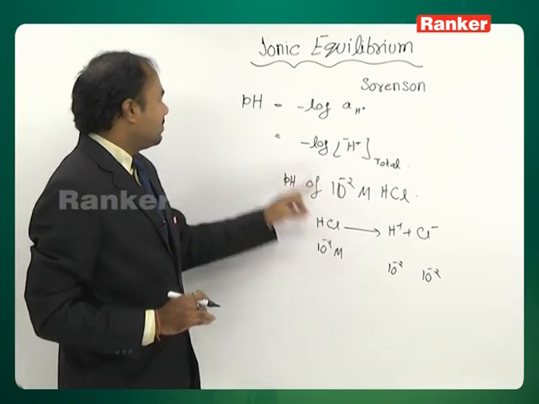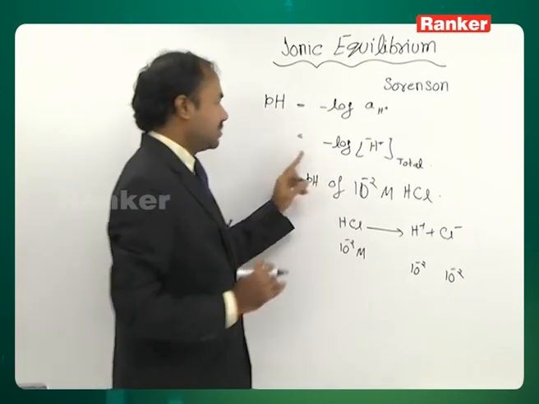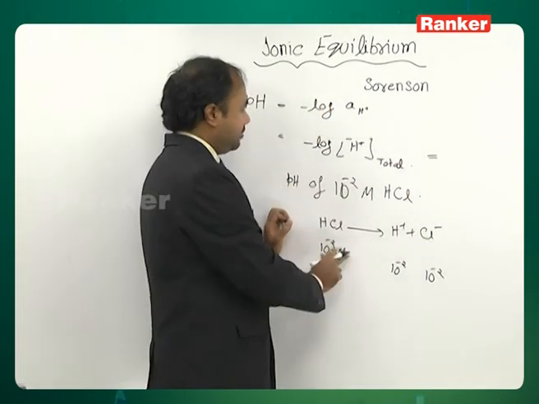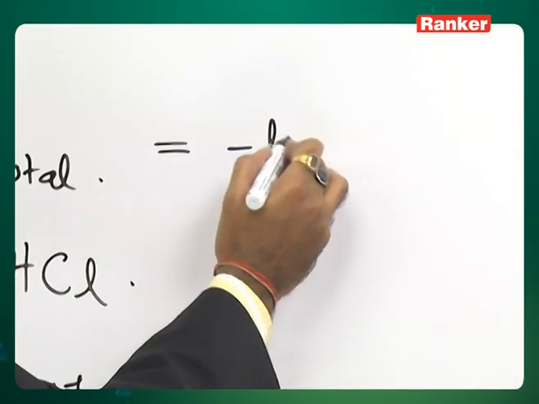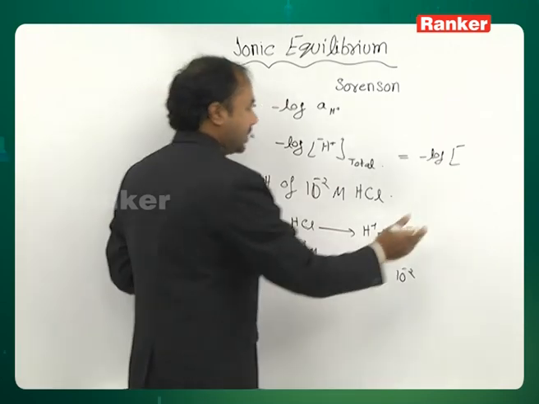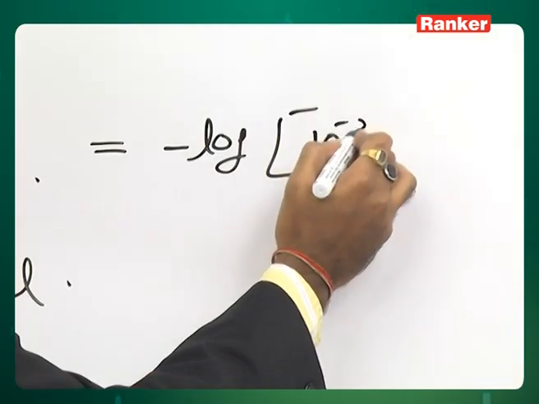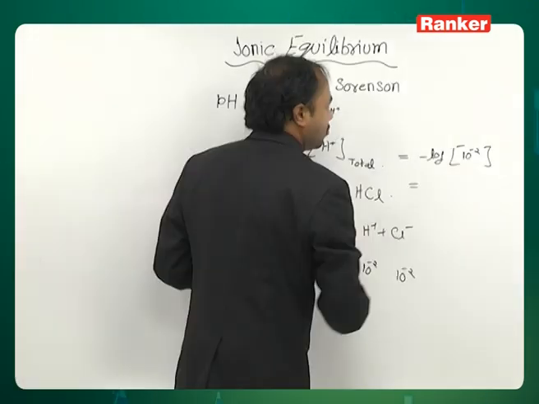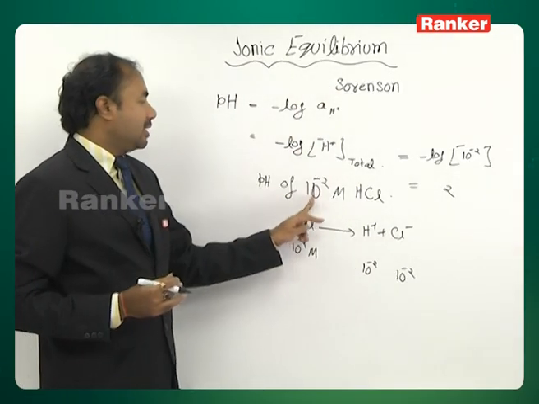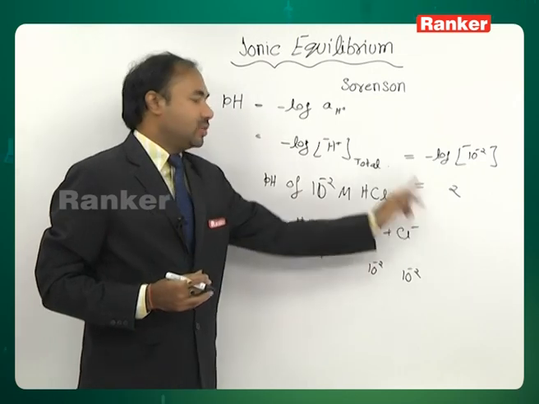Now, as per the given formula of pH, we substitute it here, and this becomes pH equal to minus log of H plus ion concentration, which in this particular case will be 10 to power minus 2. So, we get pH as 2. So, pH of a 10 to power minus 2 molar HCl solution will be 2 here.